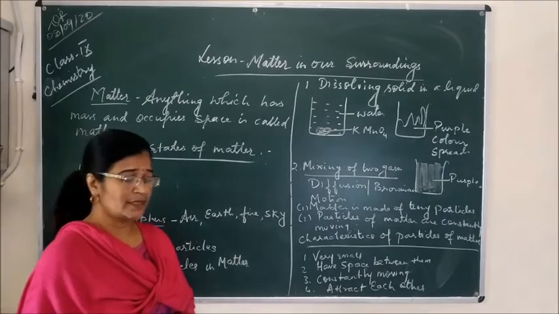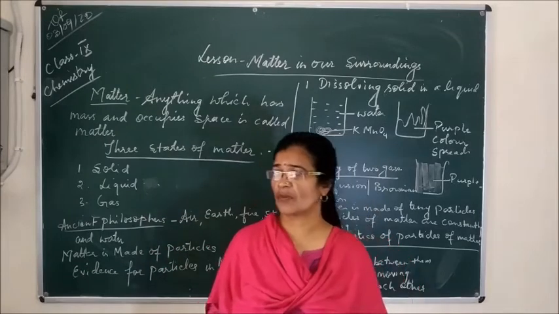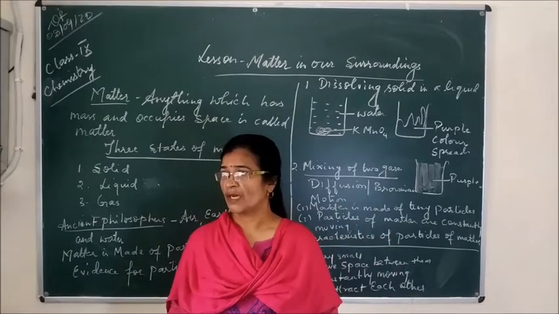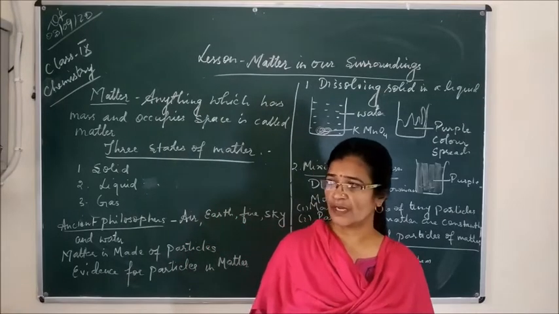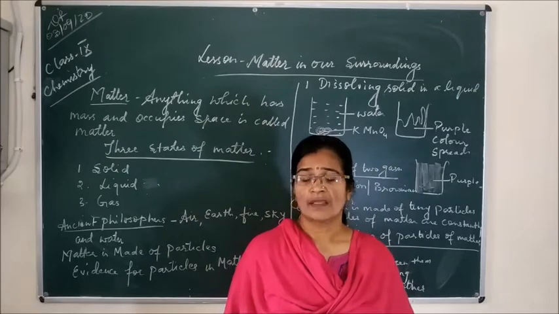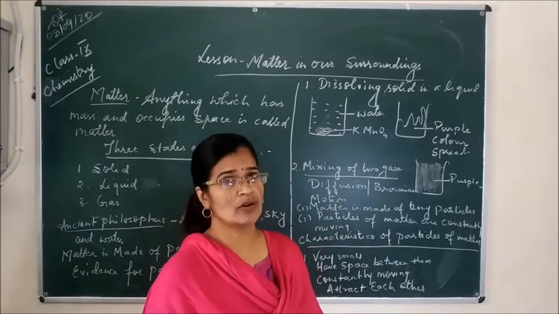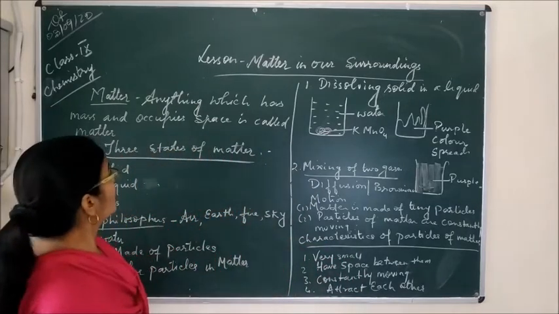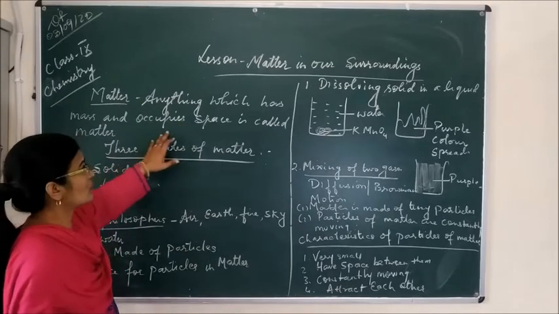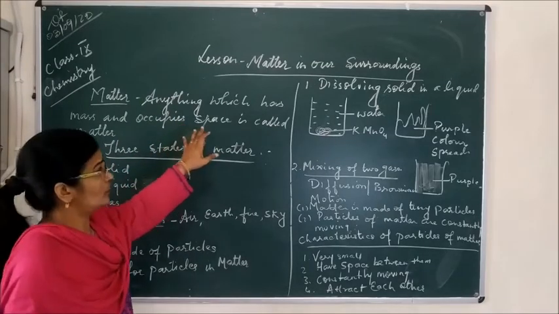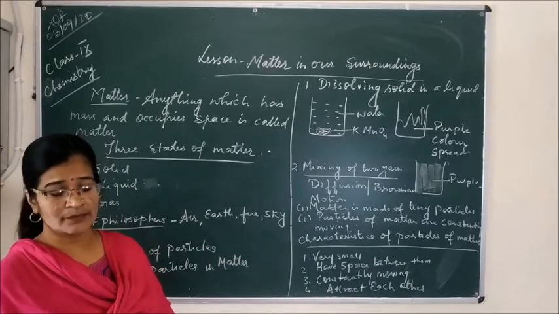So you all know that there are several things around us, either in solid form, liquid form or gaseous form. The air we breathe is in the gaseous form, the water we drink is in the liquid form, and the various solid objects which are around us, outside as well, are all made up of solids. Now, what is actually matter? Matter is anything which has mass and occupies space. So, anything which has mass and occupies space is called matter.